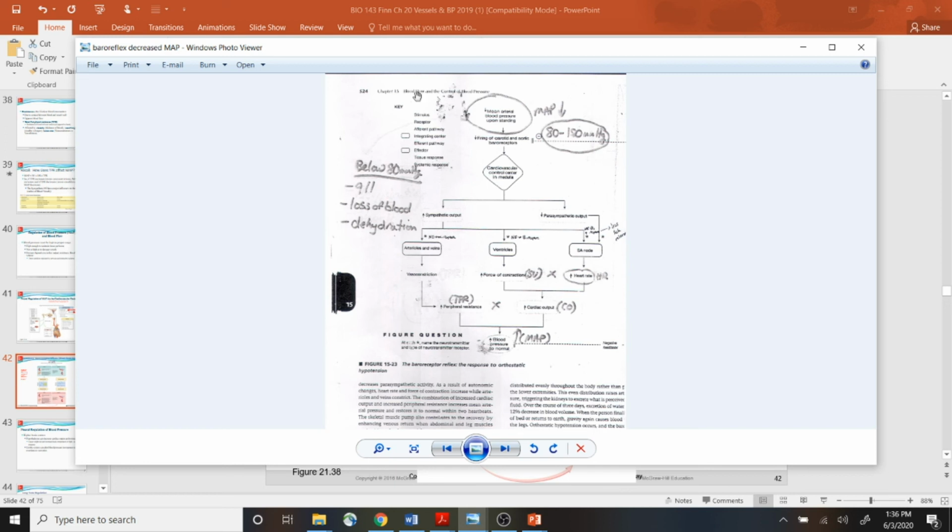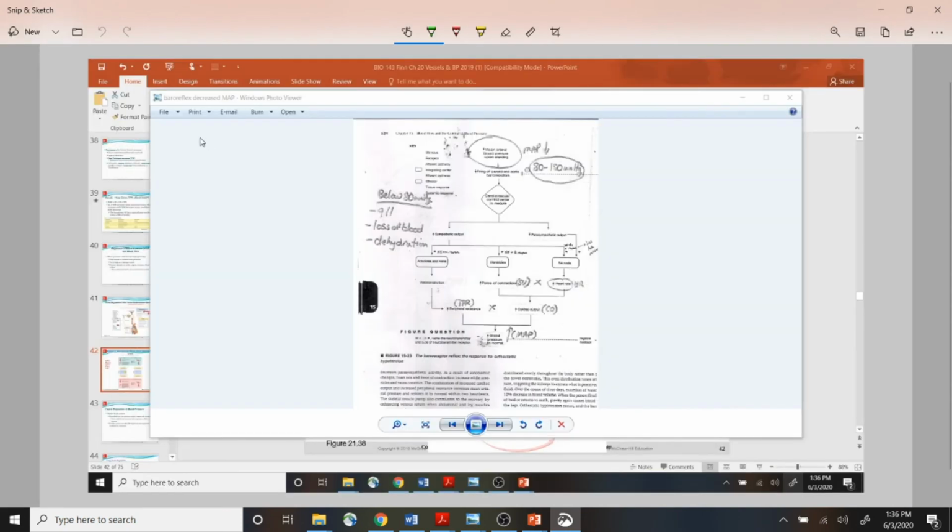All right, so let's look. This is short-term regulation of blood pressure. This can get you back to normal within seconds to minutes. All right. So this is set up as a negative feedback mechanism, as we talked about before.